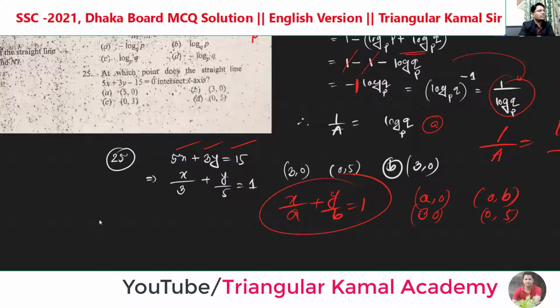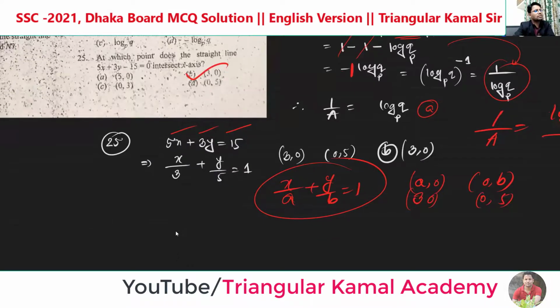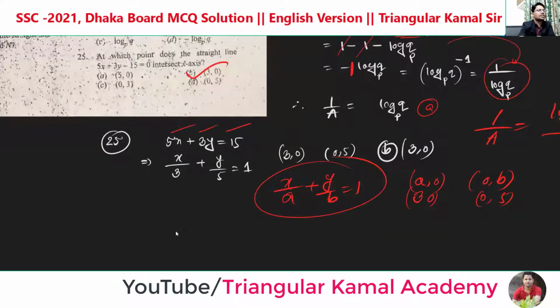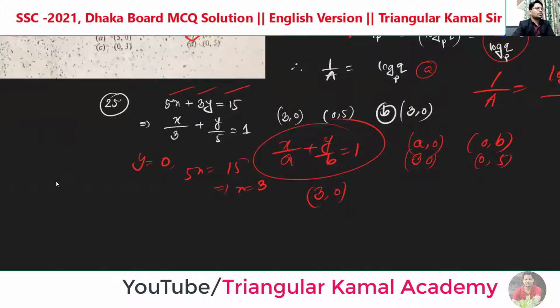So now the question requirement is the x-axis, that means 3 0. Or another way you can find, in the x-axis y is always 0. So if you consider here y is 0, then 5x equals 15, then x equals 3. That means when y is 0 in the x-axis, x will be 3. So now 3 0, this is the point in the x-axis. So this is up to question 15.